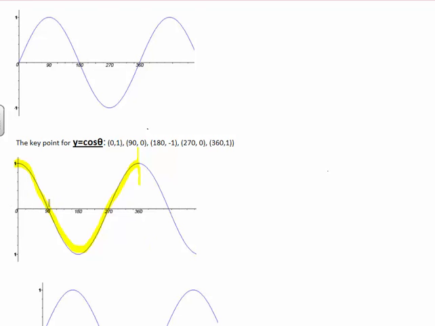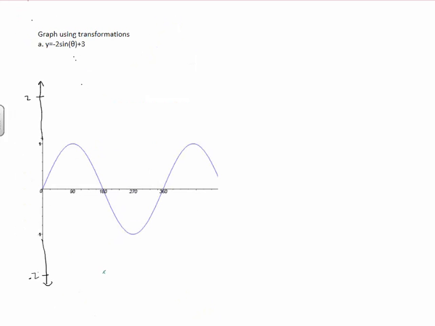Our key points here, you can see, are up here: (0, 1), (90, 0), (180, negative 1), (270, 0), and (360, 1). So it's good to keep those in mind, again, when you're doing your transformations, so that you don't have to do a table of values.